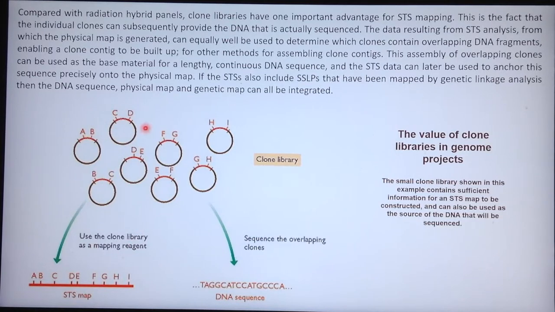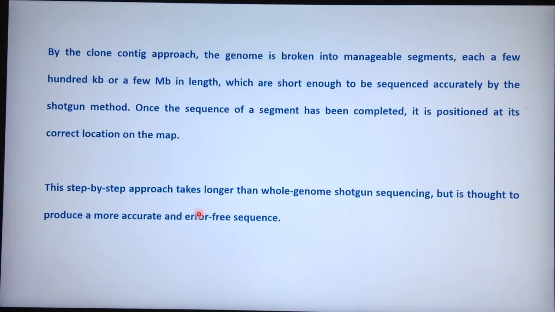The same panel of STSs, different STSs, are typed on a panel of radiation hybrid cells. So, this was a very important advantage of STS mapping, that the individual clones were sequenced, and subsequently they were able to provide the DNA which is actually sequenced, and then the clone contigs were assembled, and continuous DNA sequences were generated. So, this STS was very helpful to come up with the marker framework map.